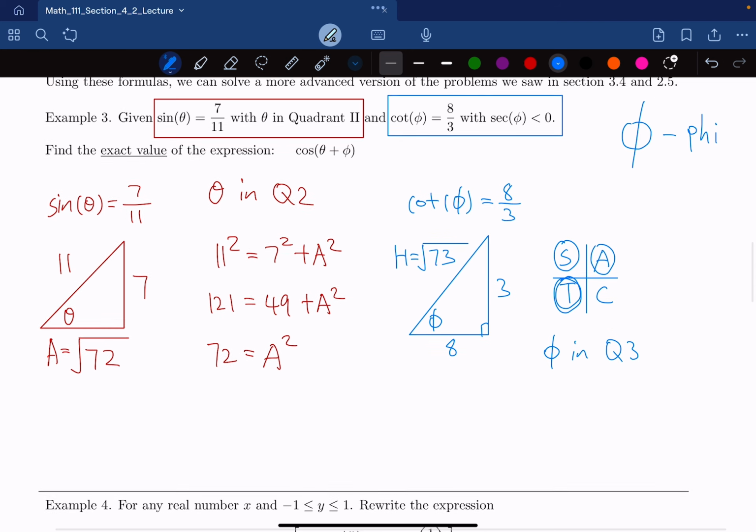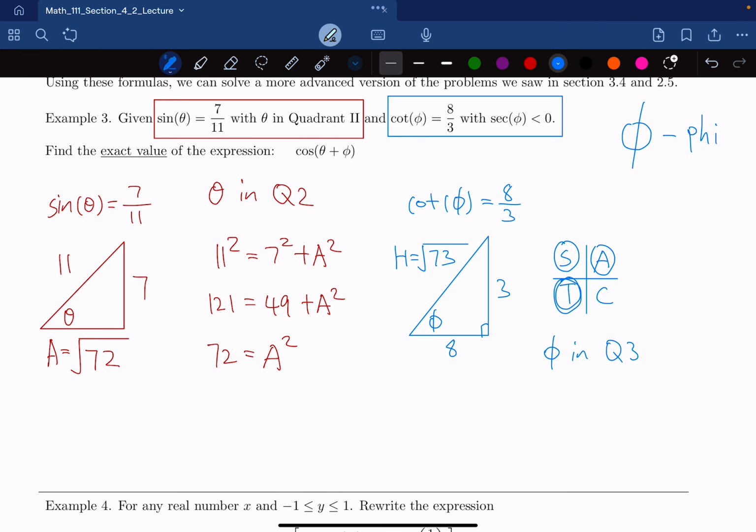All right. Once I identify all this information, the only thing left for me to do is to go ahead and evaluate my expression. Again, this is my end-game goal here. So cosine of theta plus phi is equal to, by my addition formula for cosine, cosine of theta, cosine of phi, minus sine of theta, and then sine of phi.